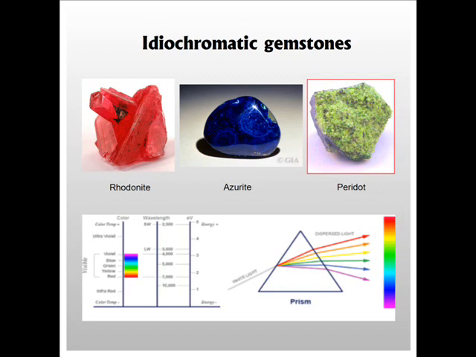The chromophore is a region in the molecule where the energy difference between 2 different molecular orbitals falls within the range of the visible spectrum. Visible light that hits the chromophore can thus be absorbed by exciting an electron from its ground state into an excited state. Idiochromatic gemstones are rare to find. Examples of these gemstones include rhodonite, azurite, and peridot.